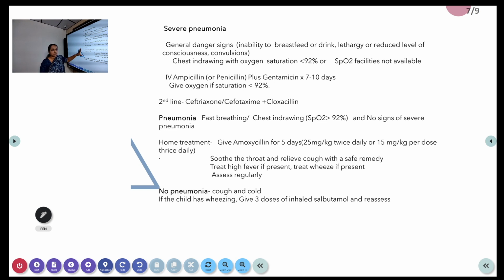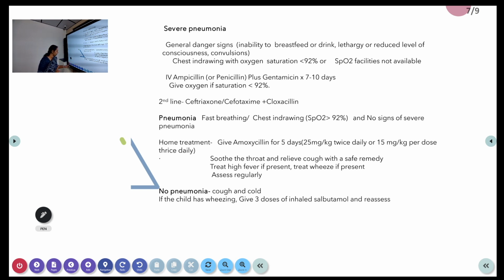But when you admit a child in the hospital, it is because he has severe pneumonia. Severe pneumonia means there is inability to feed, lethargy, drowsiness, sometimes seizure, stridor, grunting, and saturation is dipping below 92%. If you don't have SpO2 facilities at the periphery, then it is managed as severe pneumonia. If you can't look at the saturation, you will manage it as severe pneumonia. These are the cases which are admitted in the hospital.